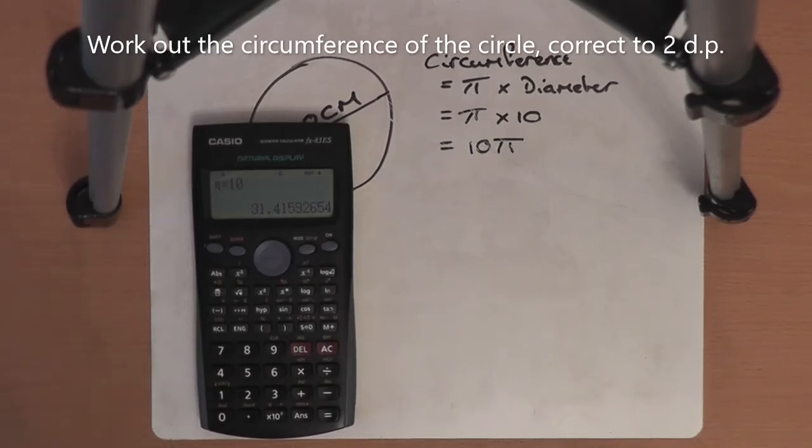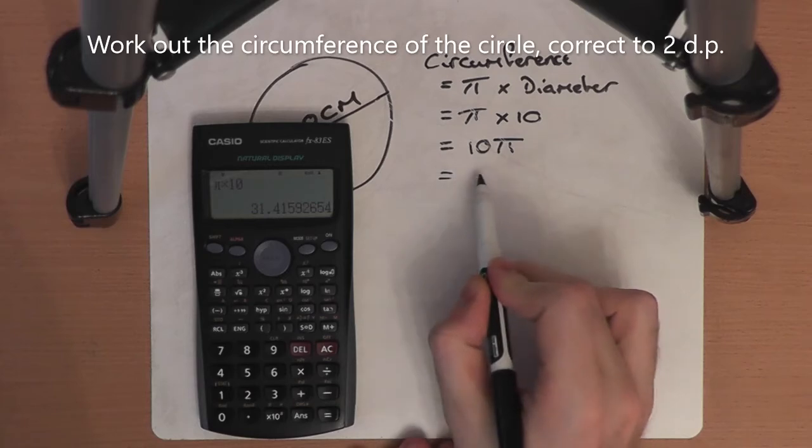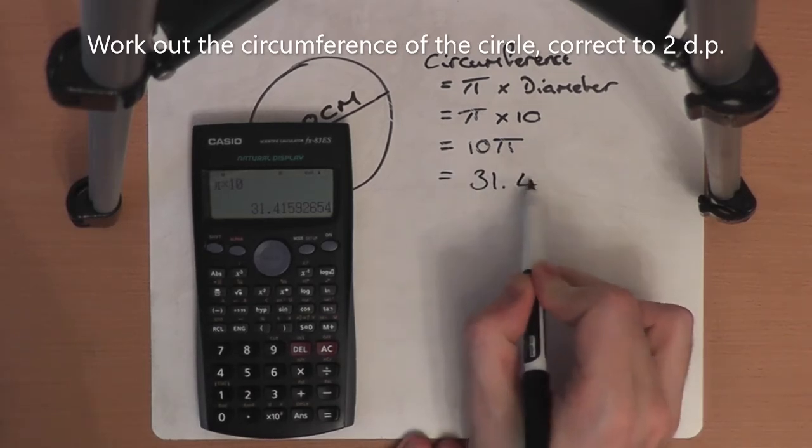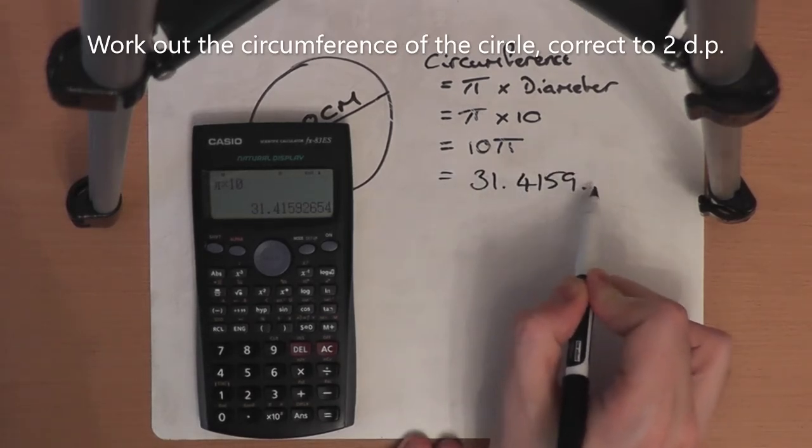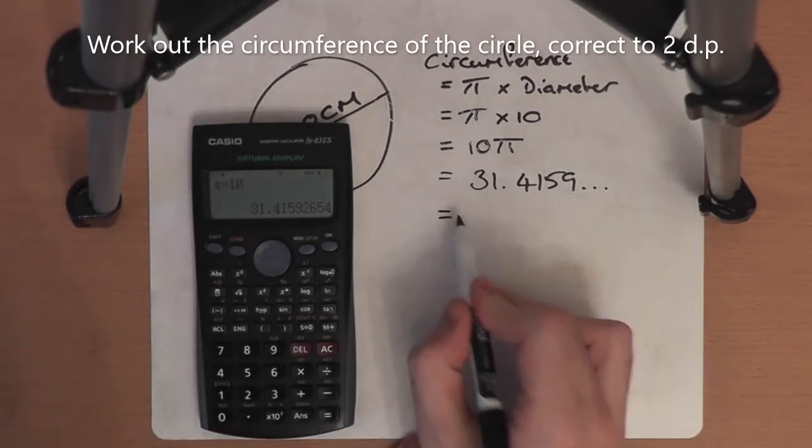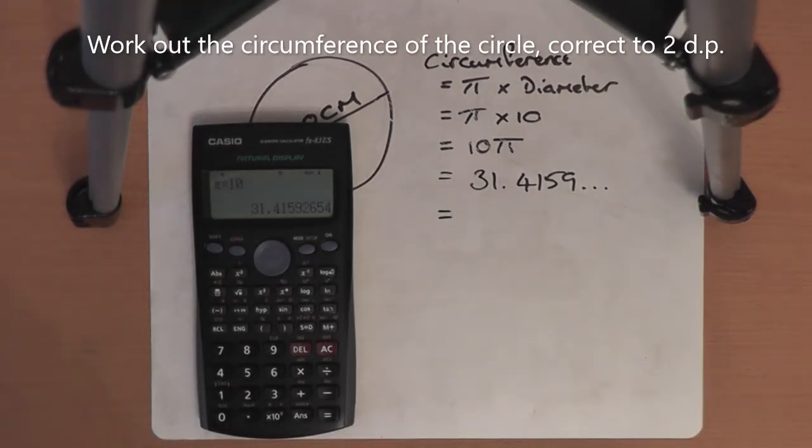What I'm going to do with my answer is write down a bit more than I need first of all, and then I'm going to worry about the rounding. So I'm going to go for 31.4159 and then I'm going to round it how I need to. We need to give it to 2 decimal places, as we were asked for in the question.